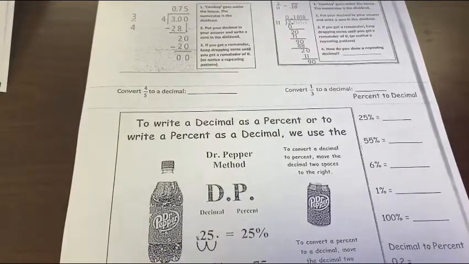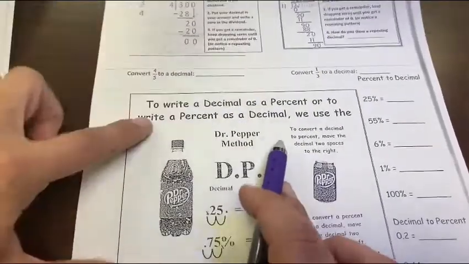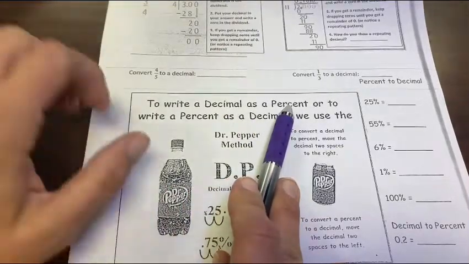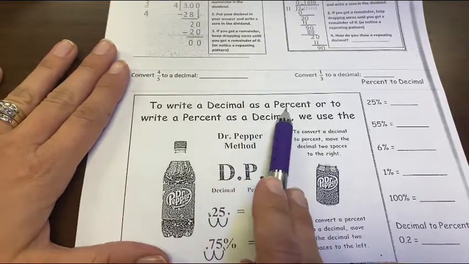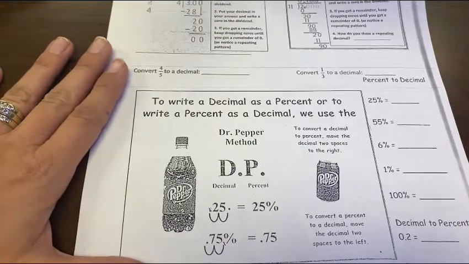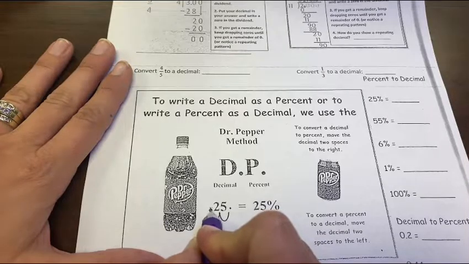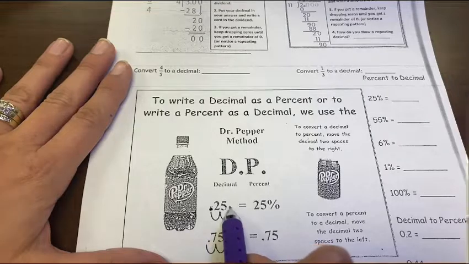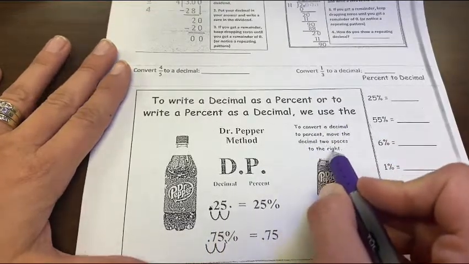All right, we are on the bottom of page 54. We did the top yesterday. So in order to write a decimal as a percent, we did this very briefly on the front, on page 53. To write a decimal as a percent, your starting point is right here, and you're going to move it 2 times to the right.